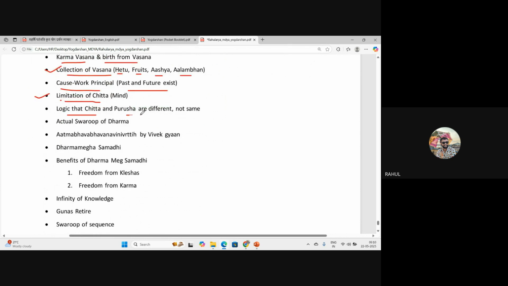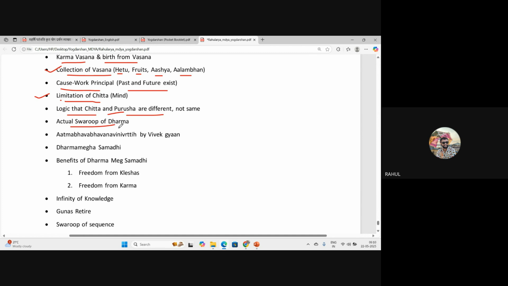Logic that chitta and purusa both are different. Already you know very well, both are different. In Vibhuti Pada also they explained it very well: sattva, buddhi is different, purusa is different. Same here, again the same concept he is repeating. How chitta and purusa both are different. They are not the same. Chitta is the prakriti part. Purusa is na prakriti na vikriti.